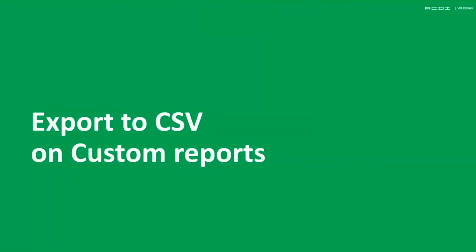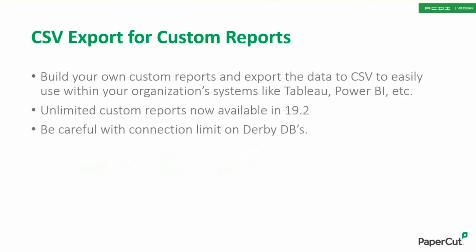Version 19.1 allowed the use of the Jasper suite with the ability to create custom reports in PDF. But perhaps you would like to export that data for reuse in other applications. Now you can. You may recall that there was a limit of 3 customized reports that you could show in the PaperCut dashboard. That restriction is now gone. You can have an unlimited amount available on the main console now.